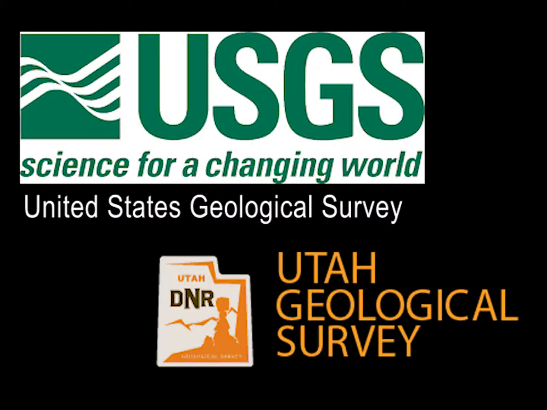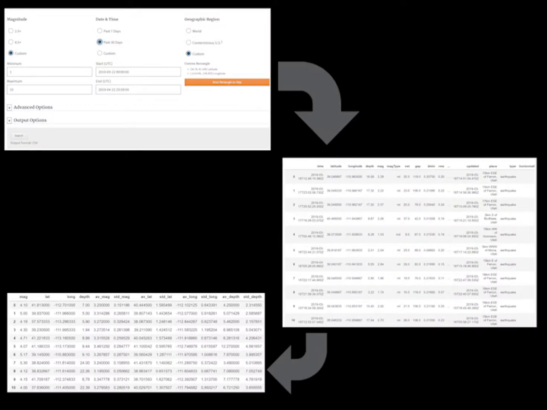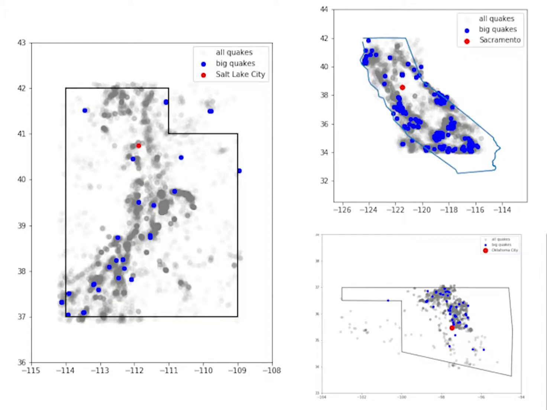The USGS and UGS have been collecting data on earthquakes for the last 30 years and more, so we scraped the data from the website. Well, at least we cleaned the CSV after we downloaded it. We started exploring the data by plotting the locations of the earthquakes across Utah, California, and Oklahoma.